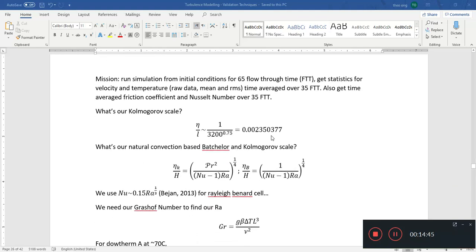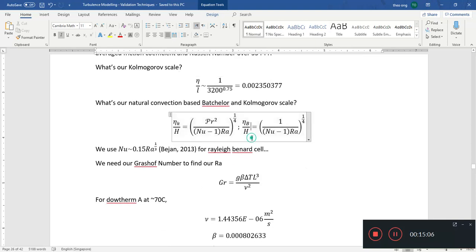Let's get our Kolmogorov scale first. Our Kolmogorov scale is just 1 over Reynolds number to the 3/4 power. We have 0.0235, this ratio. And of course, it's important to look at our Batchelor and Kolmogorov scales for natural convection as well. They are presented here. I approximate the Nusselt number as 0.15 times Rayleigh number to the 1/3 power, and that's for the Rayleigh-Benard cell, meaning hot plate at the bottom, cold plate on top, and then you have some natural convection.